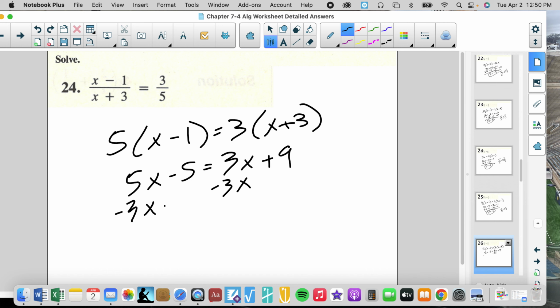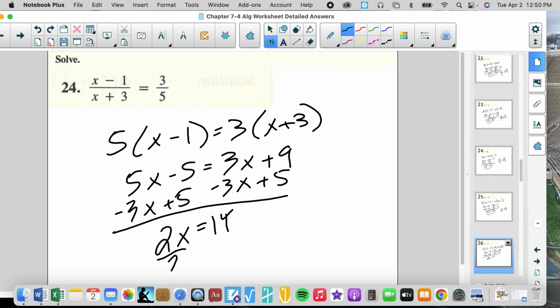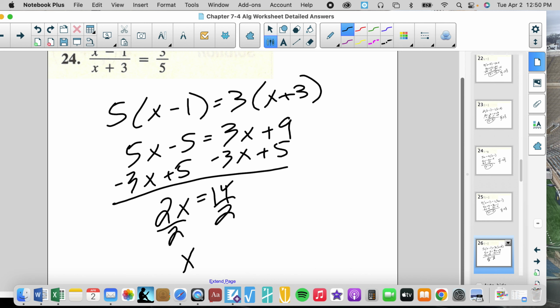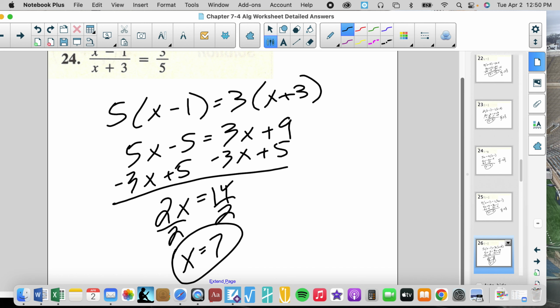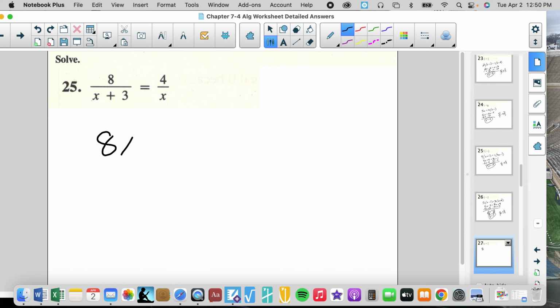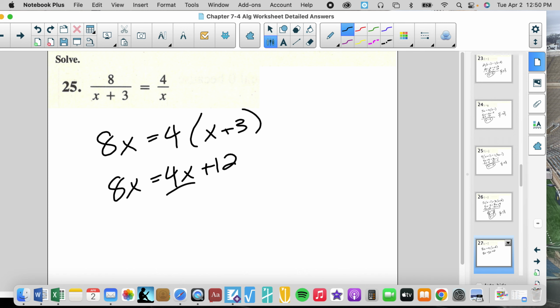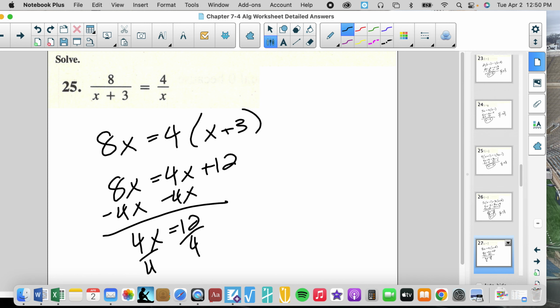Minus 3x, we're going to move the constant over in one line. So that gives us 2x equals 14, divided by 2. x equals 7. And 7 plus 3 does not give you 0 in the denominator. So that is okay. 8x equals 4 times x plus 3. 8x equals 4x plus 12. Minus 4x, minus 4x. 4x equals 12, divided by 4. x equals 3.